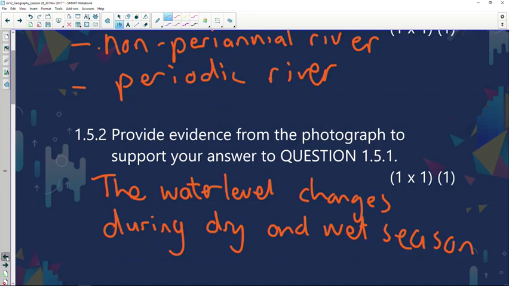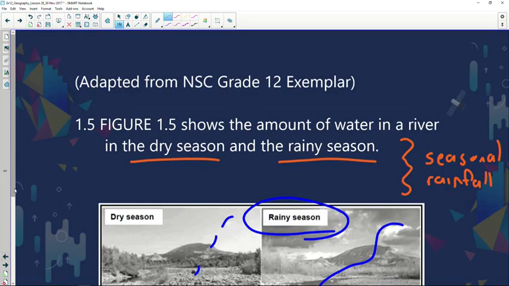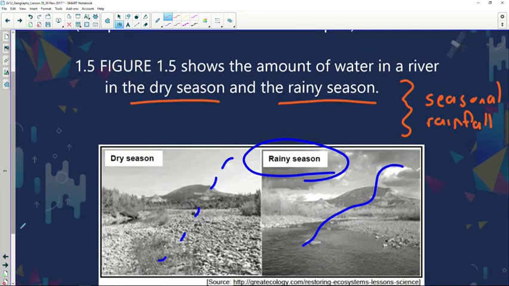So basically, if you look at it, when does it flow? Only during wet season. So seasonal rainfall. During the dry season, let's say for instance, let's assume this is in the interior of South Africa. During winter months, the river is completely dried up, but during summer months, the river will flow.